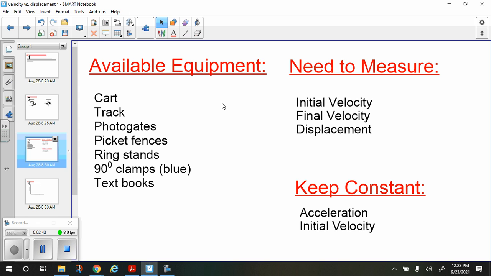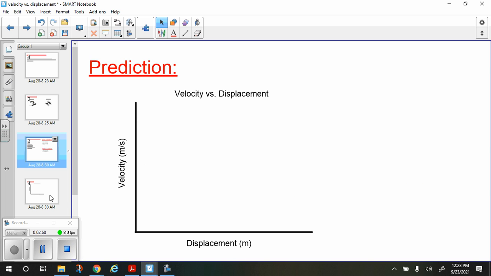So first thing you need to do is draw the picture of the setup and think about how you're going to conduct this lab. Second thing you need to do is make a prediction for what your graph is going to look like. Displacement is your independent variable, velocity is your dependent variable, and you will graph it like this. So predict what this graph is going to look like.